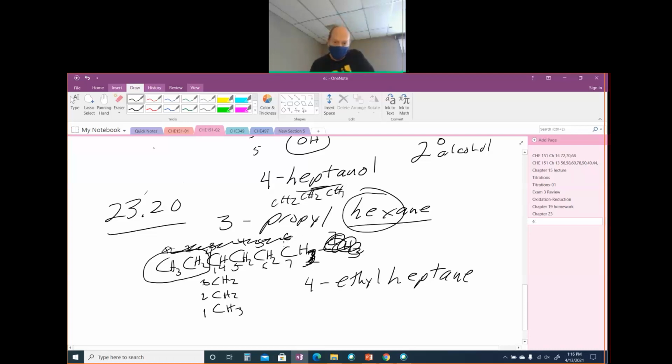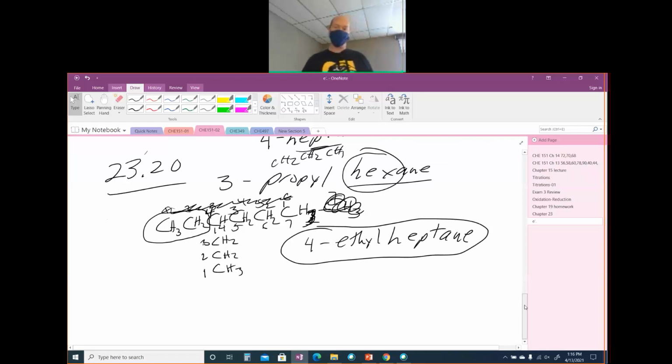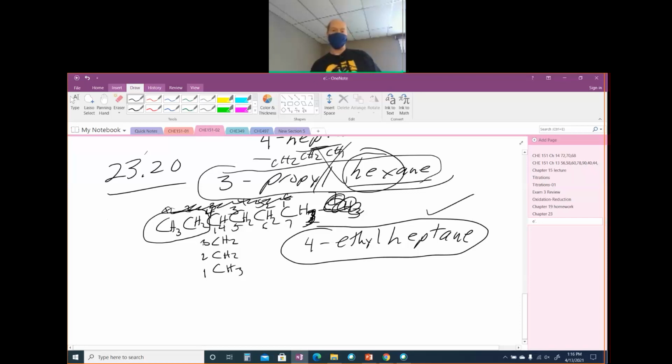So we have a 4-ethyl heptane. What if we number it the other way? 1, 2, 3, and 4. It is still a 4. 4-ethyl heptane is the correct name. So 3-propyl hexane is named incorrectly because it did not use the longest carbon chain. If you named it 3-propyl hexane, that is the wrong answer. The only correct answer for this one is 4-ethyl heptane.